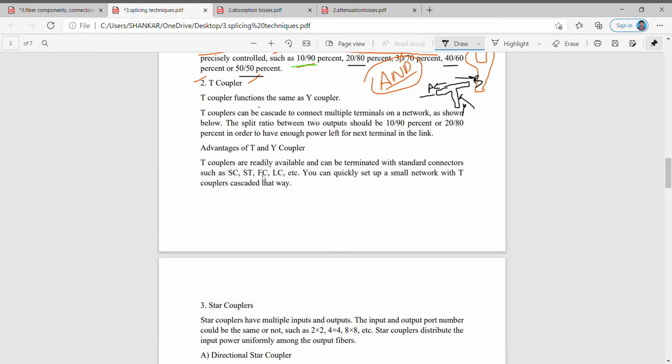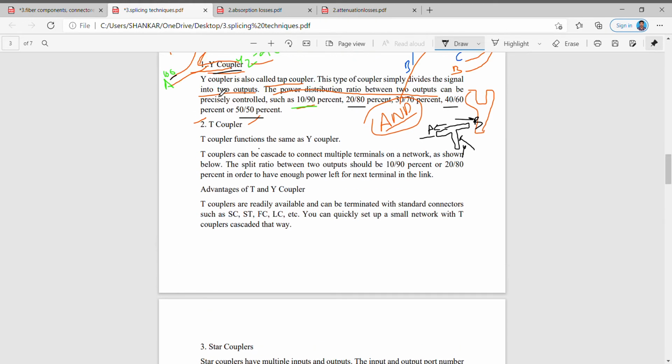There are T couplers, Y couplers, star couplers, and many other couplers available, so we will discuss them one by one. In the Y coupler, whatever power is input will be split into outputs. That means a single power can split into two output powers with combinations of 10/90, 20/80 and 30/70, up to 50/50.